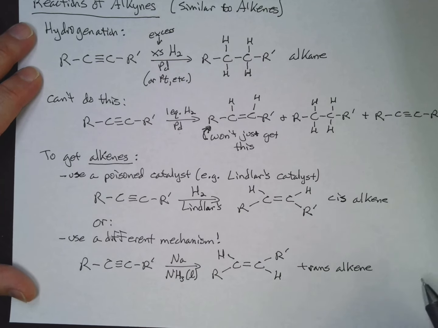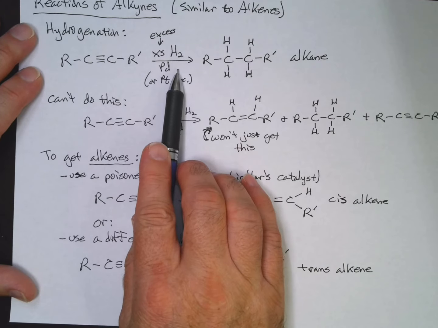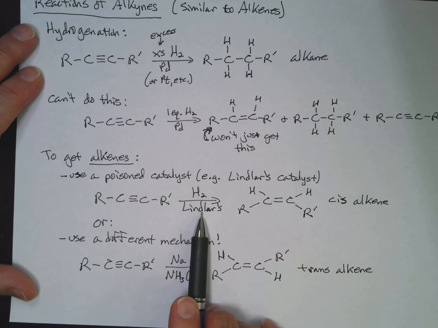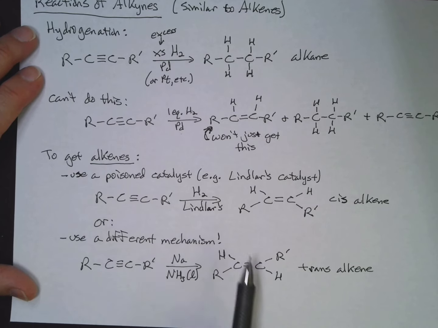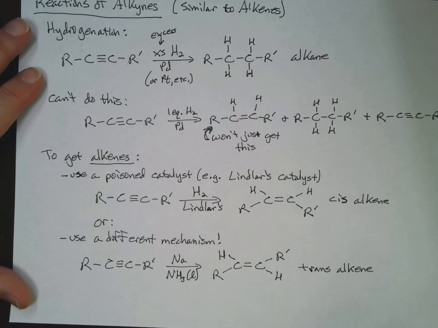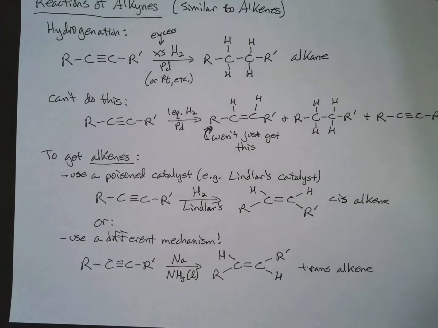So just remember that if you want to just go to an alkane, your regular hydrogenation works. If you want to stop at a cis alkene, use a poisoned catalyst. So you can write Lindlar's, or poison catalyst, for that matter. I'd accept that. And if you want to go to the trans alkene, you have to use different reactants here. Sodium in liquid ammonia. And that liquid ammonia serves as the hydrogen source as well. All right. So that's hydrogenation.